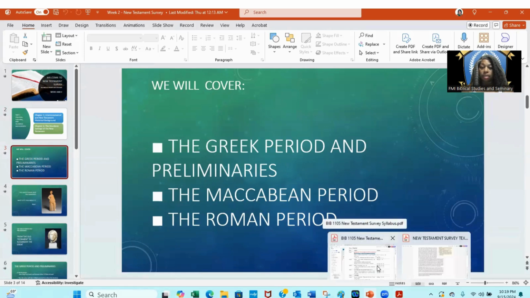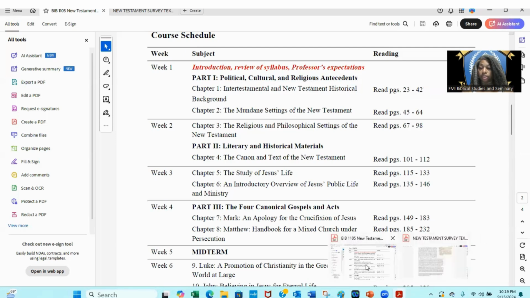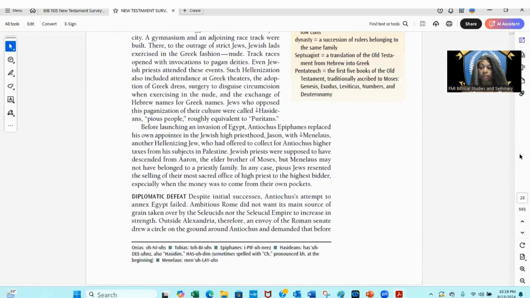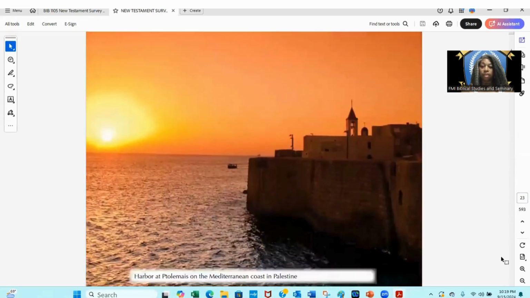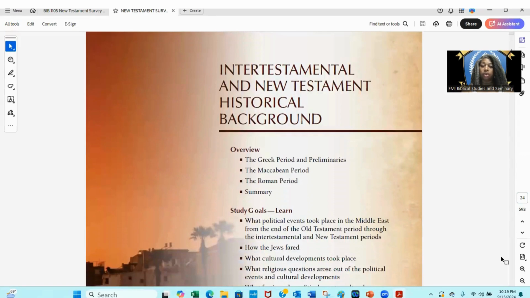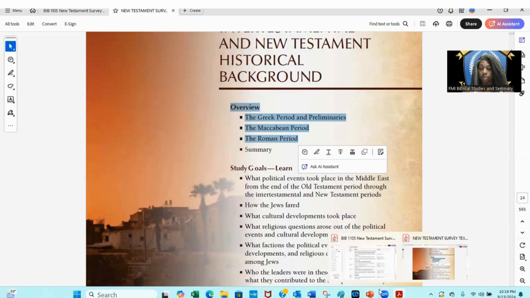The Greek, the Maccabean, and the Roman period is where we got from the syllabus here. Okay, so that part, and then also from the textbook. So let's go back to the textbook here, and I believe if we go back to page 23, because I think I skipped a page just to show you an overview here, and from the textbook, this is where I got that overview. So I copied and pasted these three things as well, just to say we're going to do an overview on here, and then we copied that to the PowerPoint.